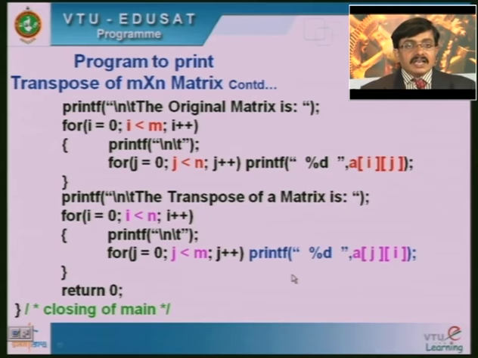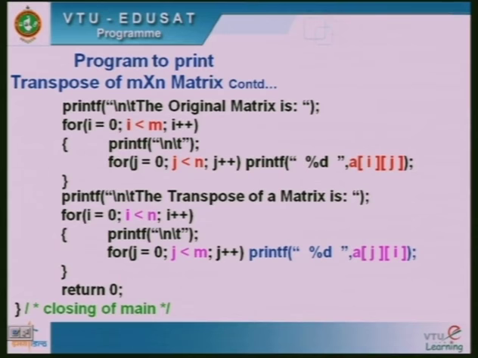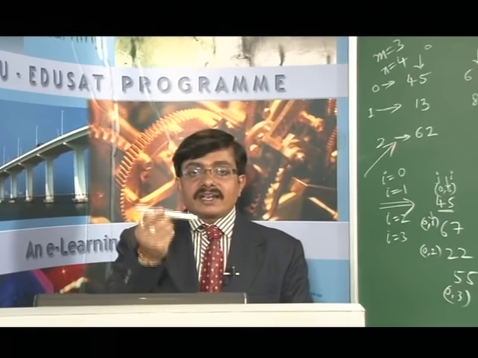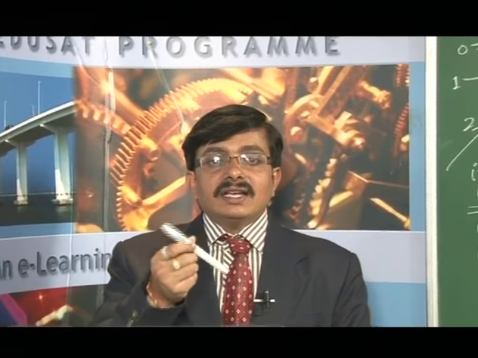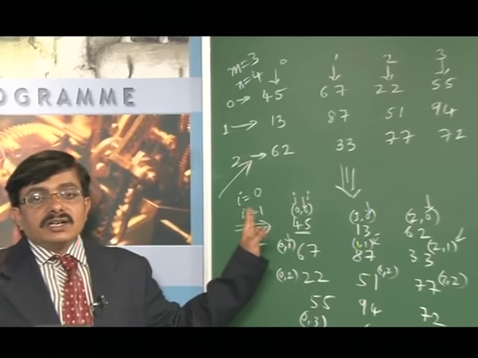Say for example, if I am holding a pen, whether I hold it in a reverse way or in a straight way, horizontally or vertically, that matters to me. But the pen remains a pen only. If I reverse the pen, it does not reverse internally. The same way here in the memory, elements will be stored in the normal fashion, that is row wise.